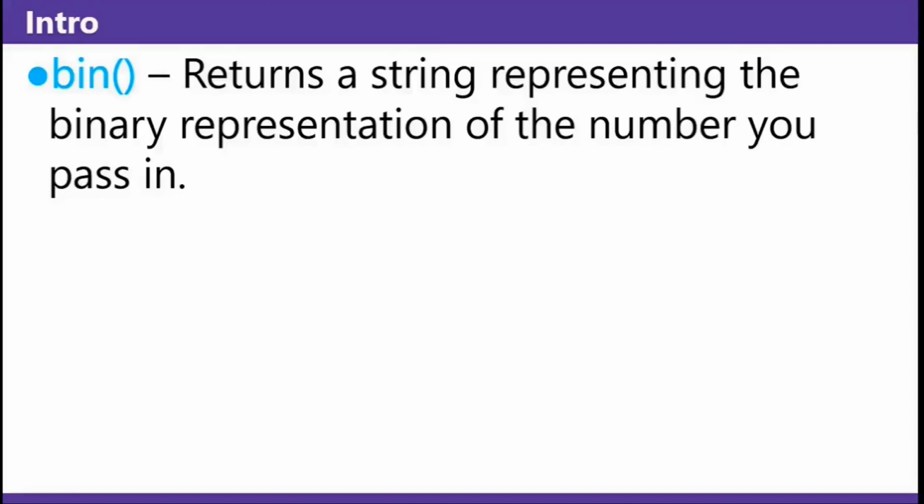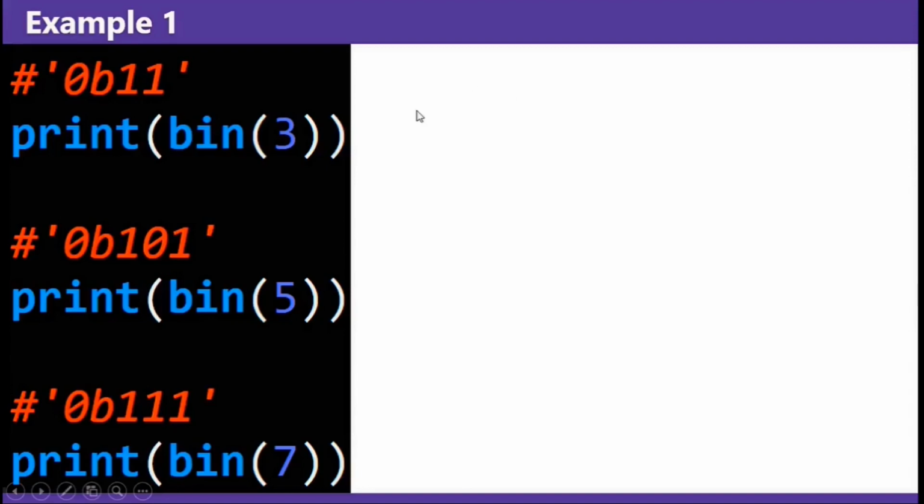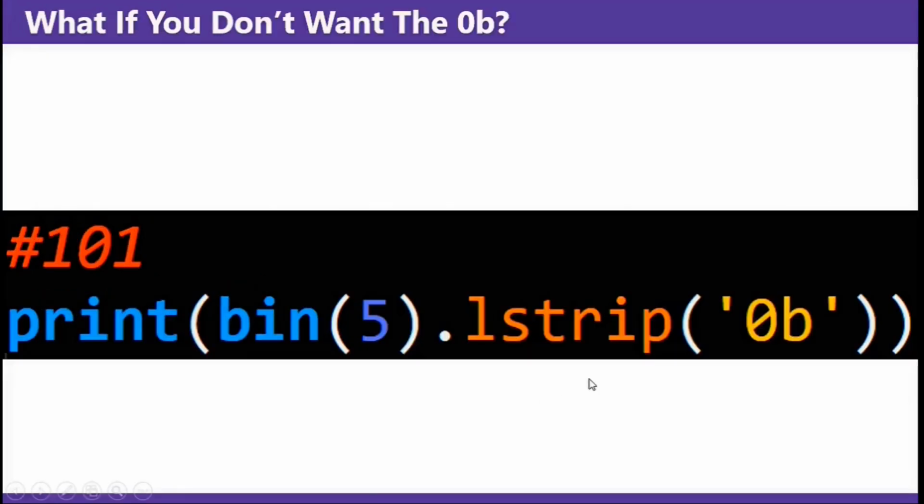Bin returns a string representing the binary representation of the number you pass in. Couple examples. Bin of 3 prints 0B11. Bin of 5 prints 0B101. Bin of 7 prints 0B111. But what if you don't want the 0B in your string?